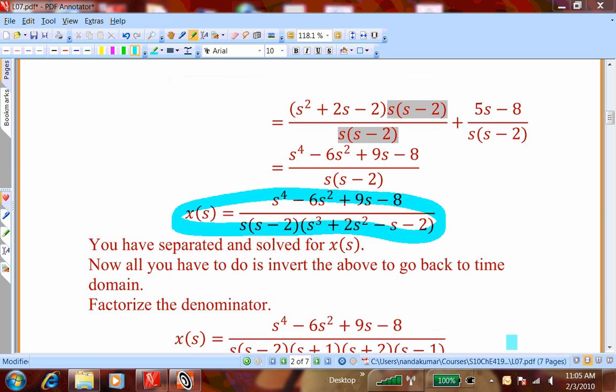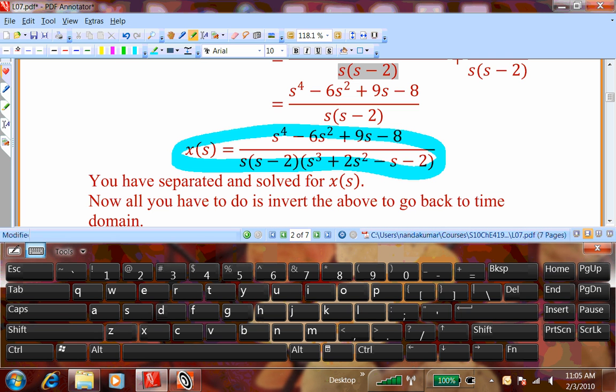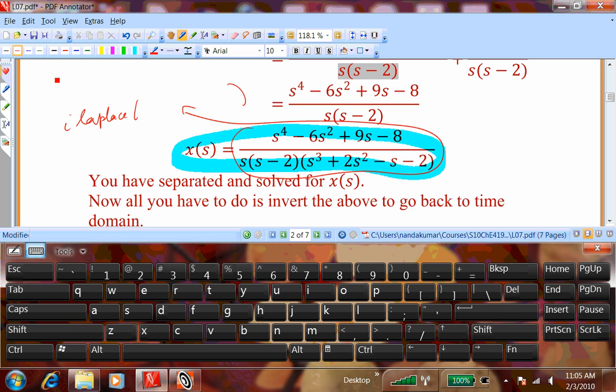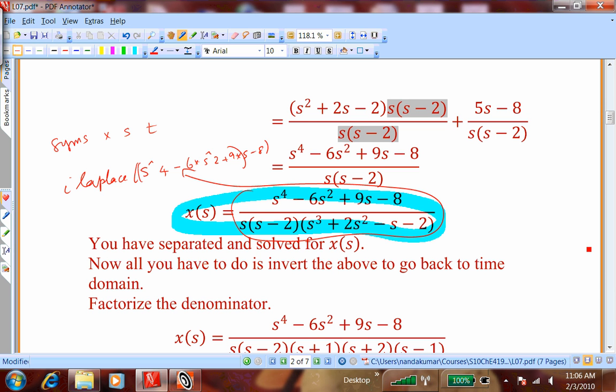Okay. So in MATLAB, what you can do is just type ilaplace, and within parentheses, insert this entire expression as it is. Of course, you need to define syms x, s, and t as symbols, and then you can write this expression as an argument to ilaplace. So you would start by saying s to the power 4 minus 6 multiplied by s squared plus 9 multiplied by s minus 8, with all the appropriate parentheses. Make sure that you don't make any mistake typing it, but if you type the whole thing, MATLAB is going to give you the inverse of it in the time domain. Okay? So that's a fairly easy task to do in MATLAB.